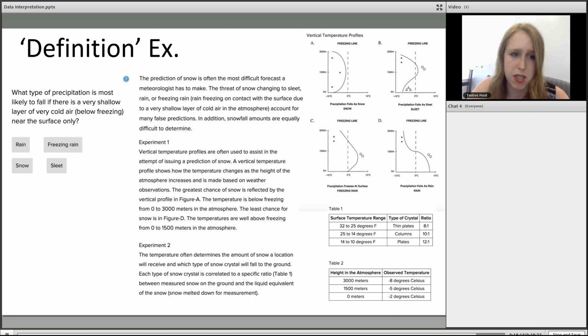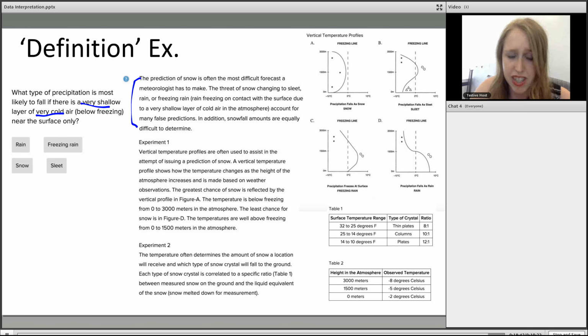Here's an example from this passage. So what type of precipitation is most likely to fall? There's a very shallow layer of very cold air below freezing at the surface only. So we want to see where that is in our passage. So you see very shallow layer of very cold air. And if we see that, I'm going to look in our first paragraph, just like with hide and seek. Rain freezing on contact with the surface due to a very shallow layer of cold air in the atmosphere.